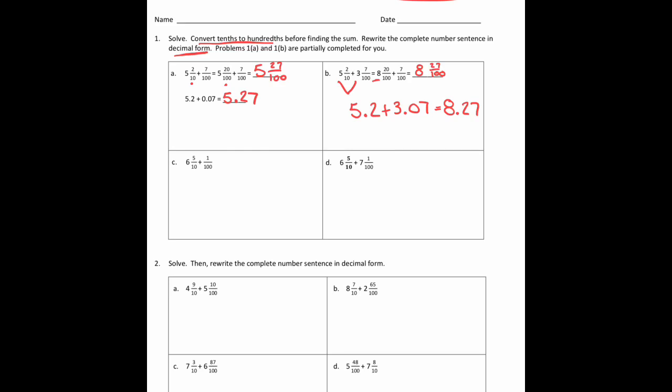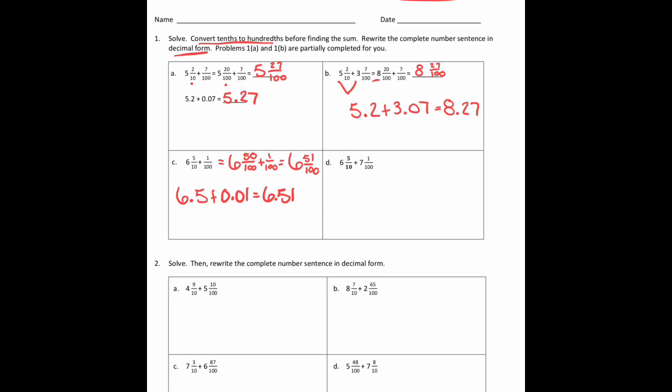Okay, on part C we have 6 and 5 tenths plus 1 hundredth. So that 6 and 5 tenths is the same thing as 6 and 50 hundredths plus the 1 hundredth, which would give you 6 and 51 hundredths. So in decimal form, that would be 6.5 plus 1 hundredth, which would be 0.01, which would give you 6.51.